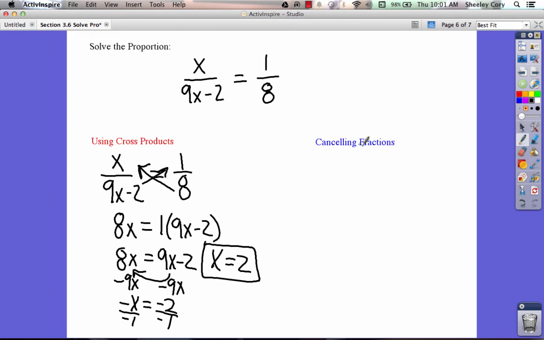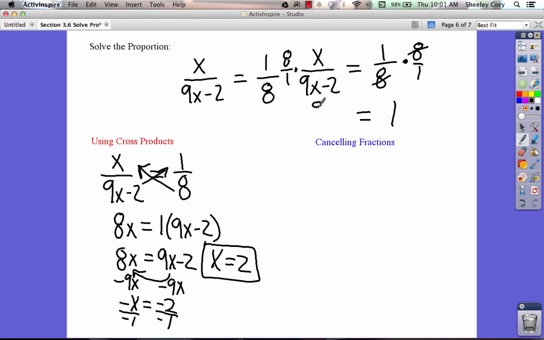Let's look at the canceling fractions portion. All right, remember it's the same thing as a cross product. We'll start with x over 9x minus 2 equals 1/8. Well, let's cancel the 1/8 first. If we want to cancel that fraction, we just multiply by 8 on both sides. When we do that, the 8's are going to cancel, and we're left on this side with 1. On this side, we take 8 times x, which gives us 8x, and we still have 1 times 9x minus 2, so it's still 9x minus 2.